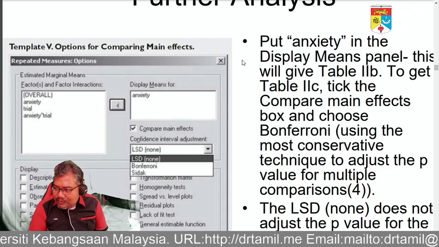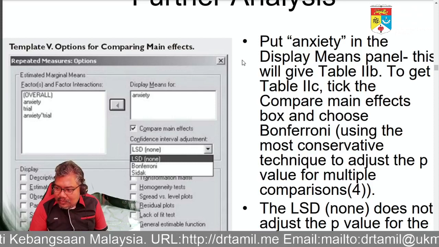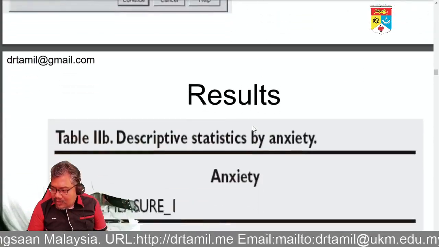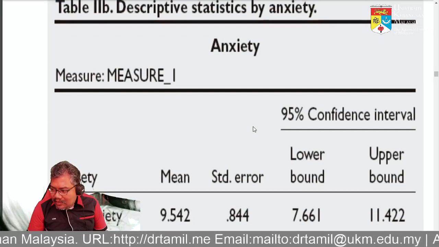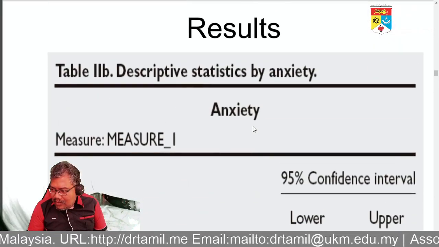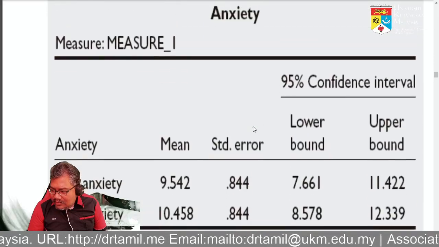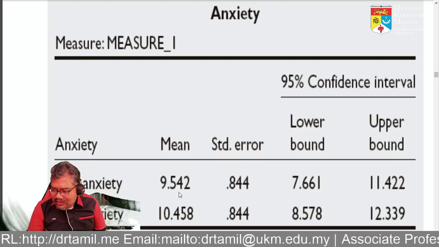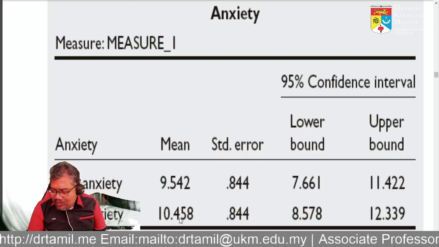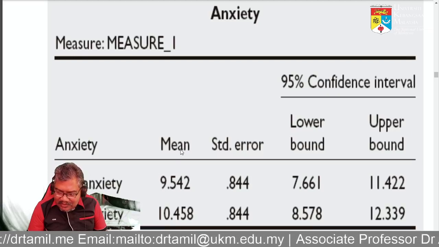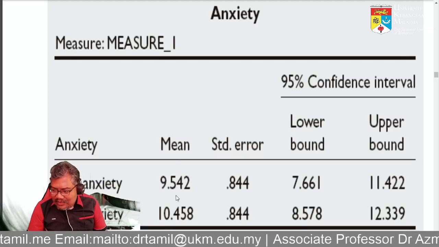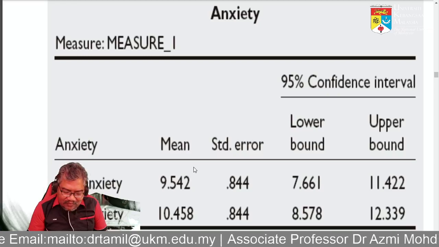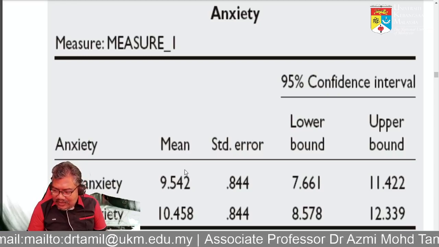As you can see here, this is what we do. We compare the mean effects between the high anxiety group and the low anxiety group. Then we get the results. This is the descriptive statistic by anxiety. So we can look at the mean of anxiety. You can see this one is 9.542, this one is 10.4. So the number of errors between high anxiety and low anxiety is not much different.